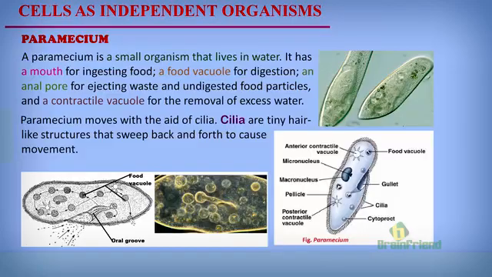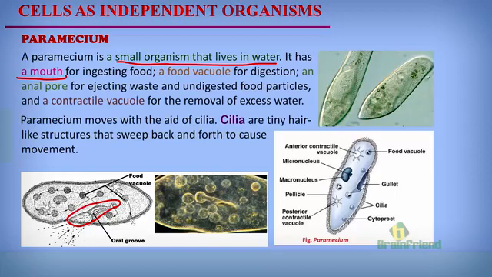Let's look at the second example of a unicellular organism, Paramecium. A Paramecium is a small organism, just like the amoeba. It lives in water bodies as well. A Paramecium has a mouth. This is unlike the amoeba. Remember, the amoeba does not have a mouth, but the Paramecium has a mouth. It is called the oral groove. As you can see, this is the oral groove of the Paramecium. It is a structure that looks like a mouth.